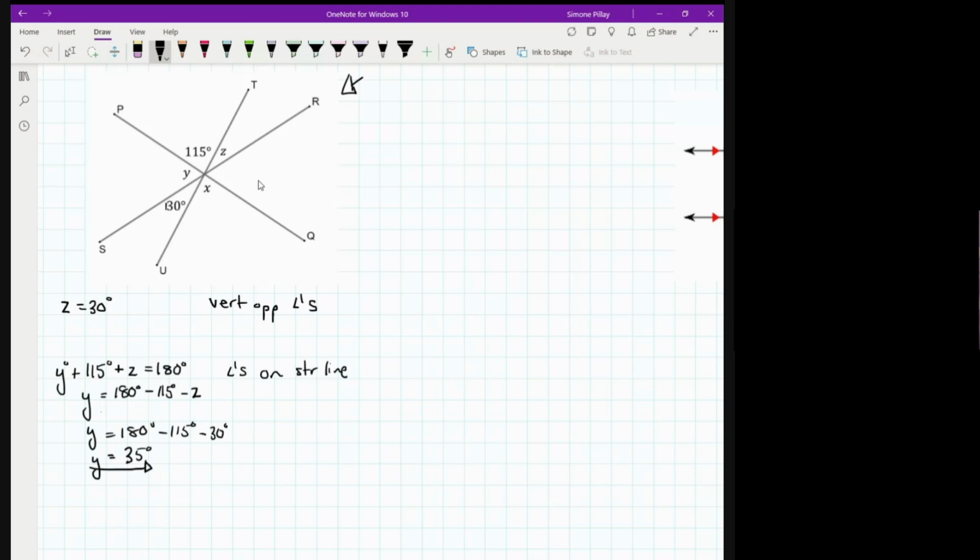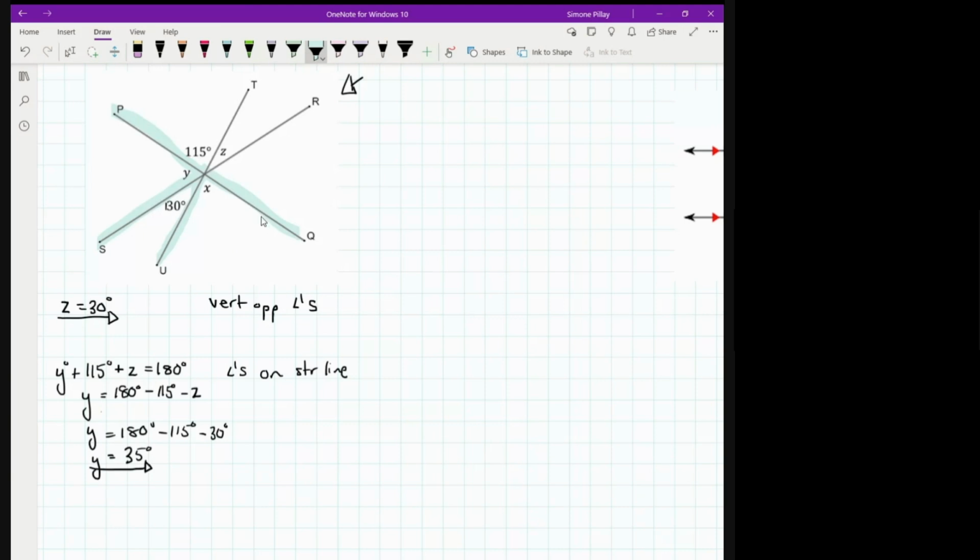Ma'am, we haven't solved for x because we solved for y. Yes, carry on. Ma'am, I was gonna say y, 35, is equal to x, vertically opposite angles. Okay, look at what you said. Y is 35, right? Yes, ma'am. So you are saying that this is an X. Does that look like an X?